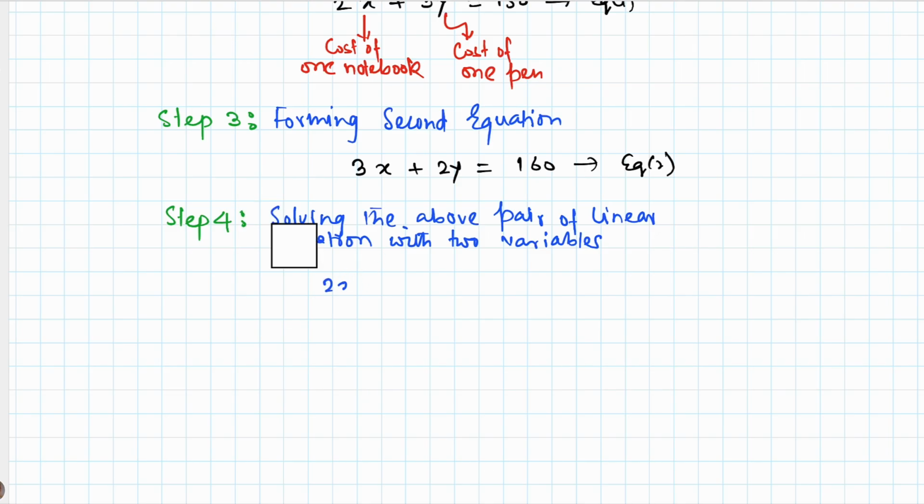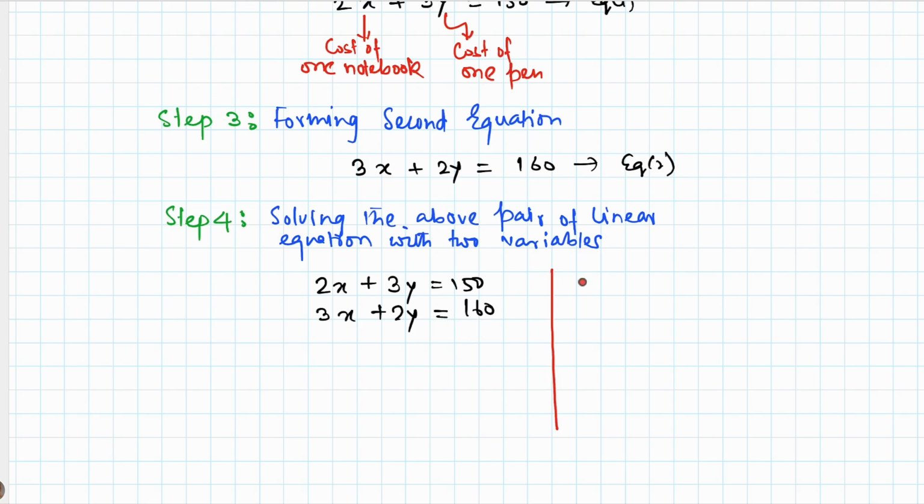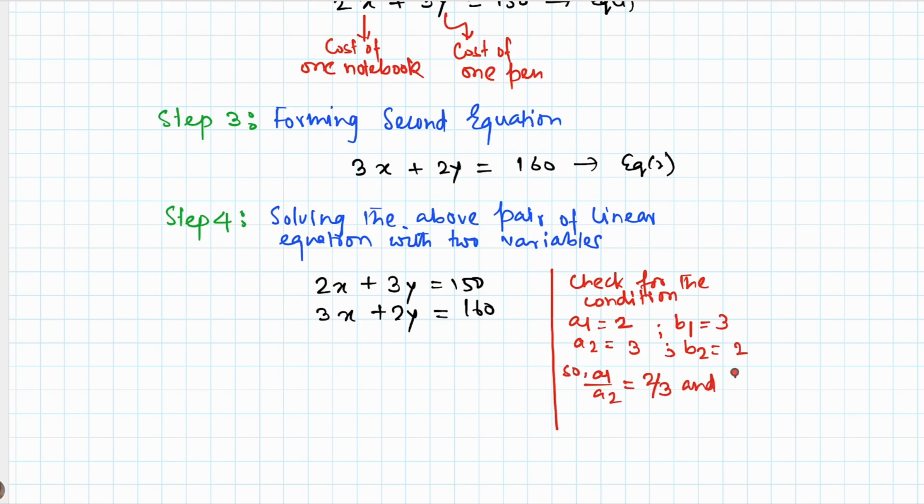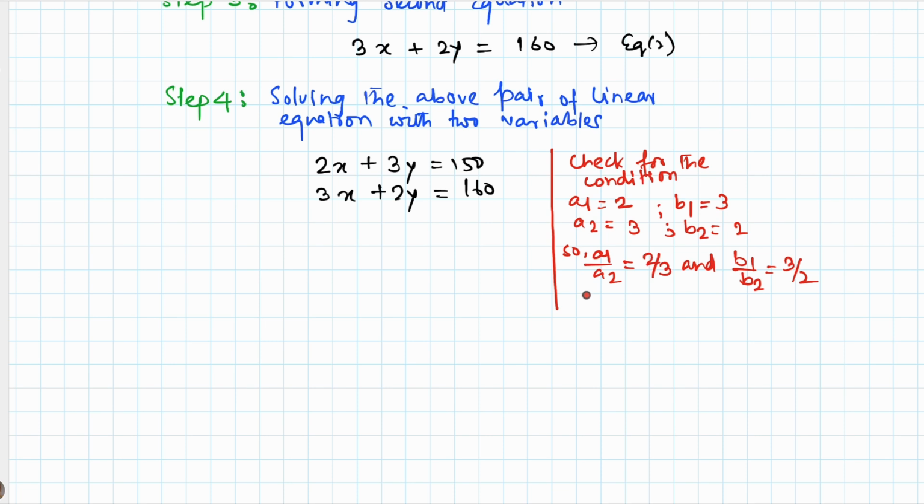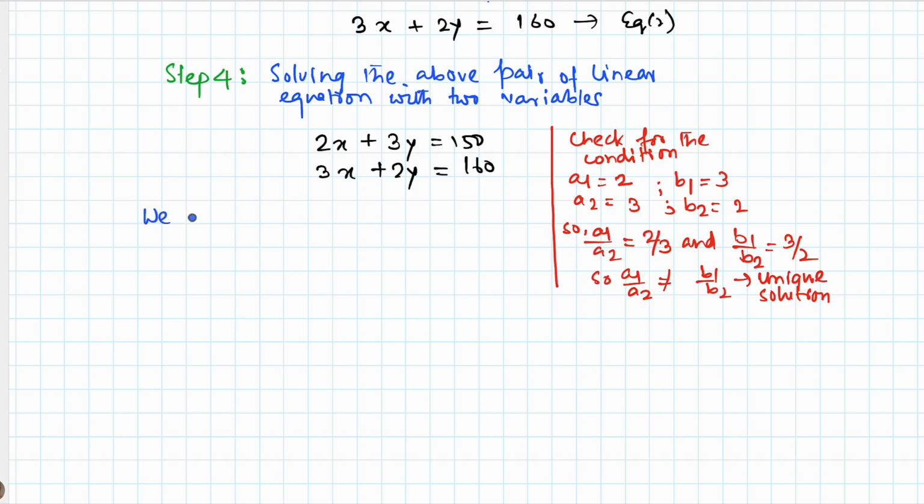So we have 2x plus 3y equal to 150 and 3x plus 2y equal to 160. So let's check for the conditions. a1 is equal to 2, a2 is equal to 3, b1 equal to 3, b2 is equal to 2. So a1 by a2 is 2 by 3, b1 by b2 is 3 by 2. So they are not equal. Therefore we can get a unique solution. So we can go ahead to solve this equation.